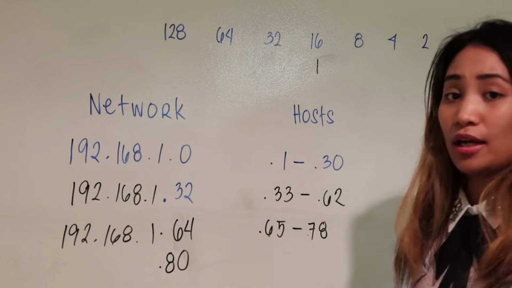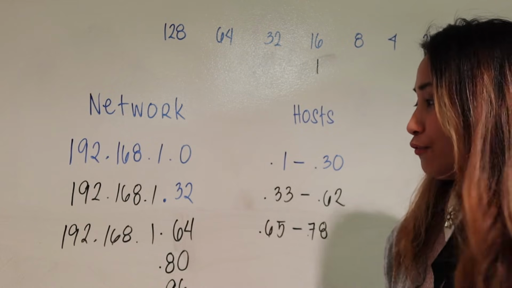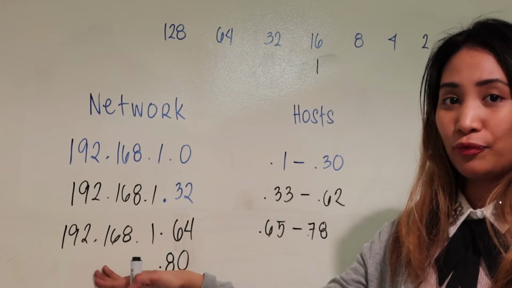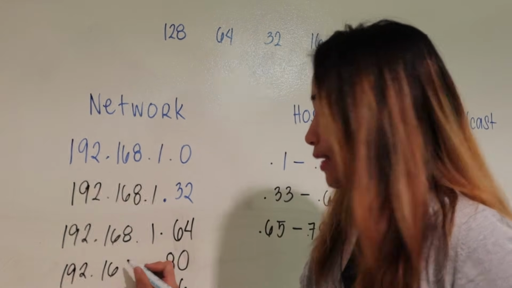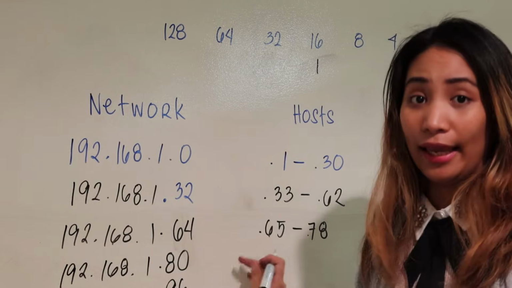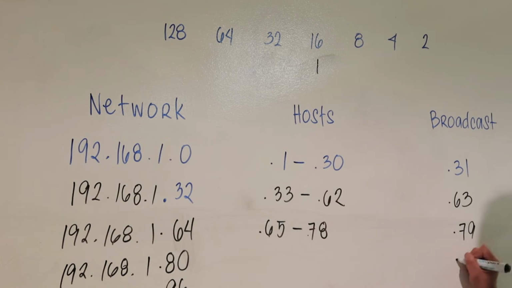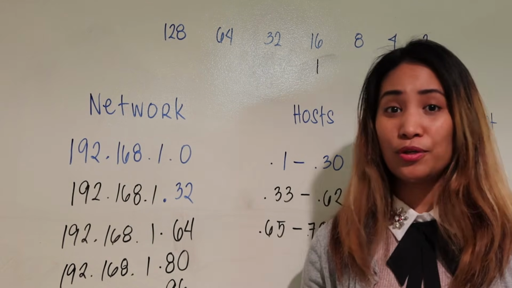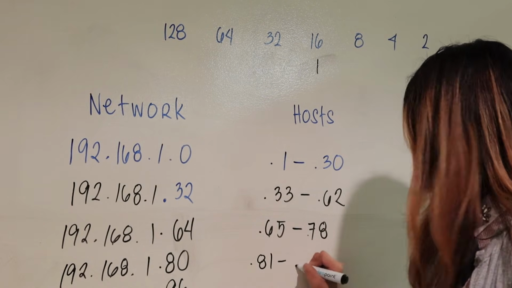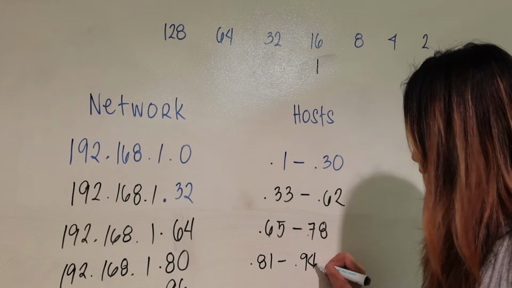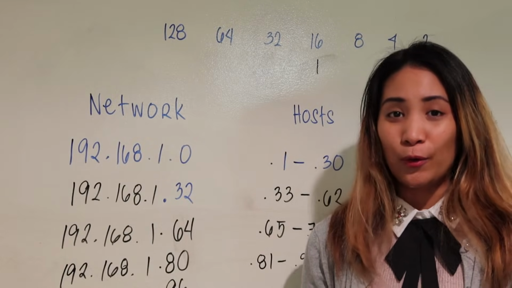Alright, so we have the increment 16, and let's now add it to the next network. So .80 plus increment 16 is equivalent to .96, and let's now fill in our network address for this network, and that's going to be 192.168.1.80. The broadcast address is the number before 96, and that is 95. The usable hosts for this network are .81 until .94, and that is 14 usable hosts for this network, more than enough for the 8 hosts required.